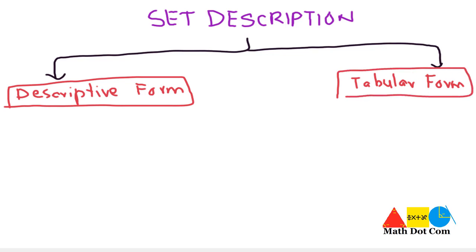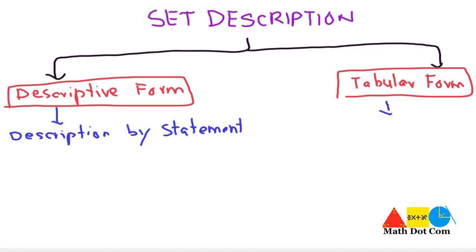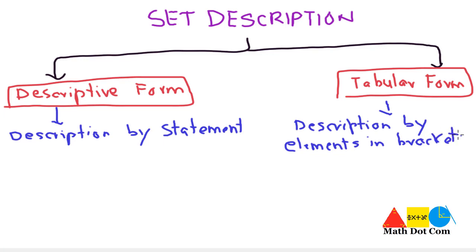What is the descriptive form? As its name indicates, a descriptive form is a form in which a set is described by statement. Description by statement. Tabular form, as its name indicates, is a description by elements themselves, in brackets. Let's see how.